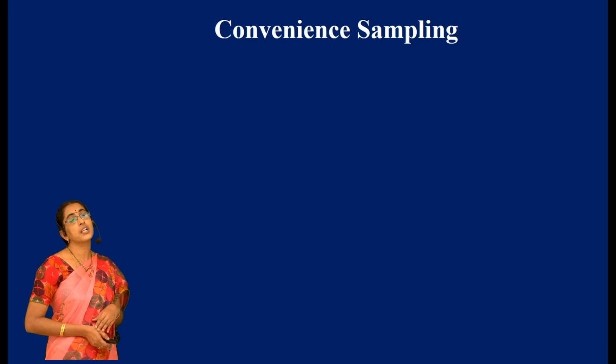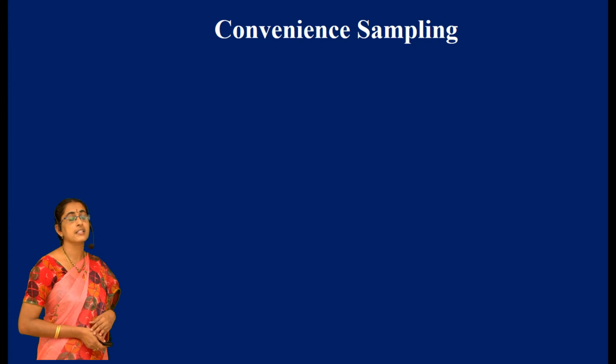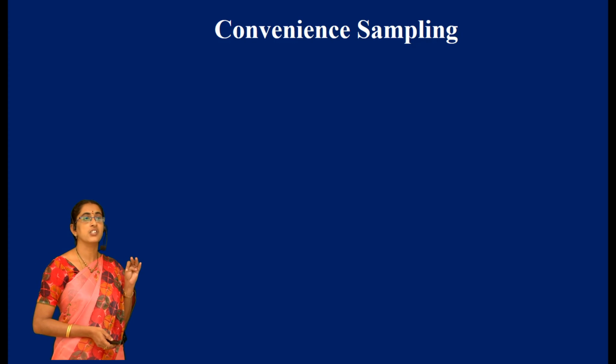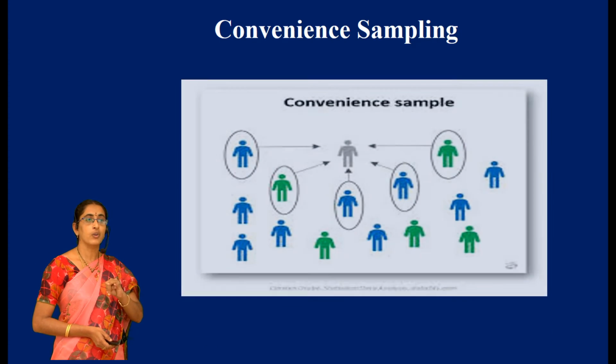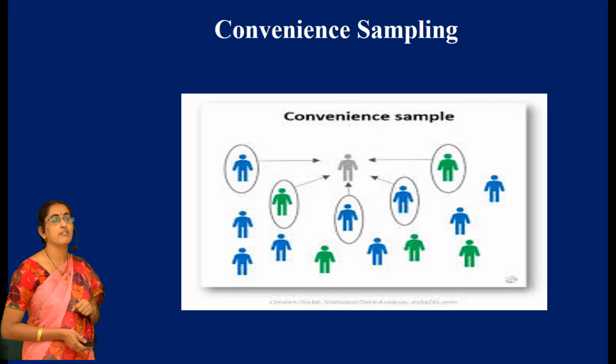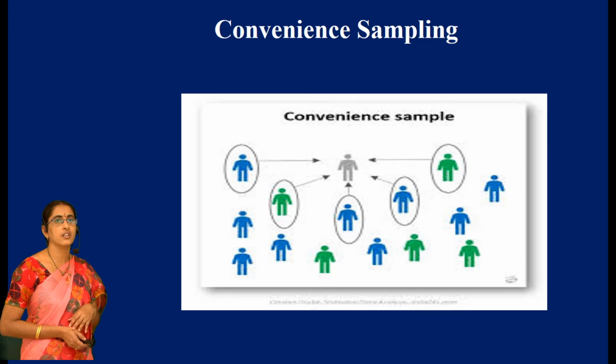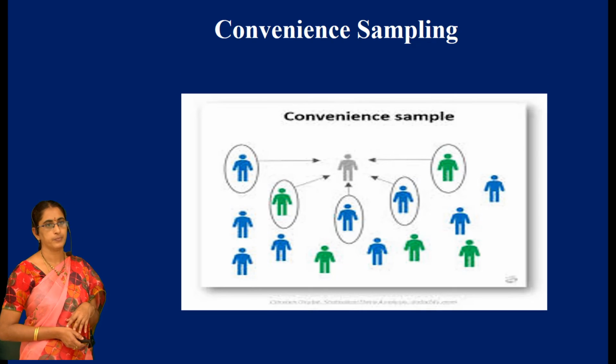Then coming to the non-random sampling techniques. Non-random sampling techniques are classified into convenience, judgment, quota sampling and snowball sampling. So the first one is convenience sampling. According to the convenience of the researcher, they can select the sample, right?